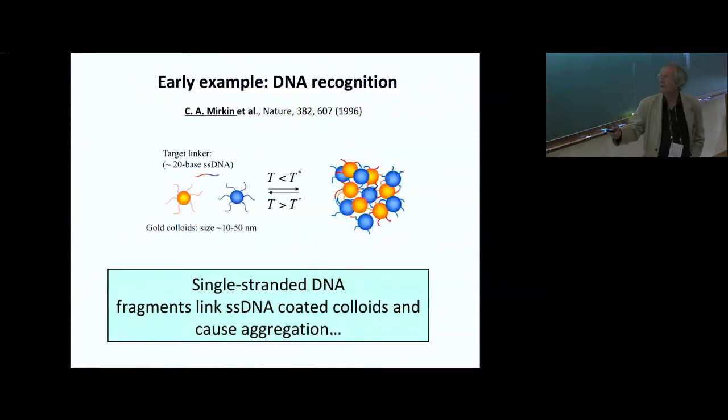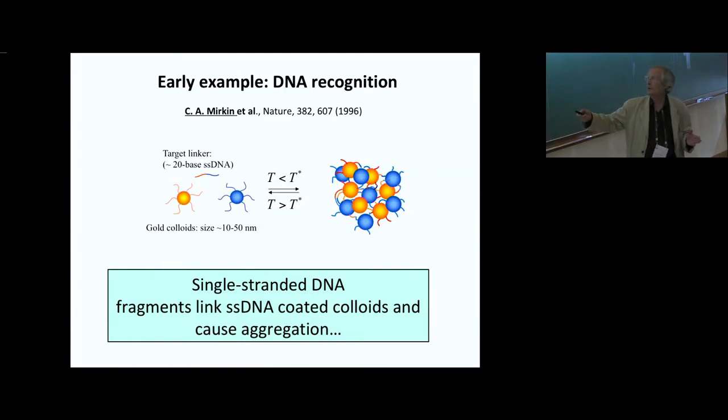So here you see the experiment that Chad Mirkin did, where you have, in this case, nanocolloids, gold particles coated with single-stranded DNA. In this case, the DNA doesn't really bind to the DNA on the other particles, so the yellow and the blue don't bind directly. They only bind if there's a complementary single-stranded DNA sequence in solution, but that doesn't really change the physics of the problem.